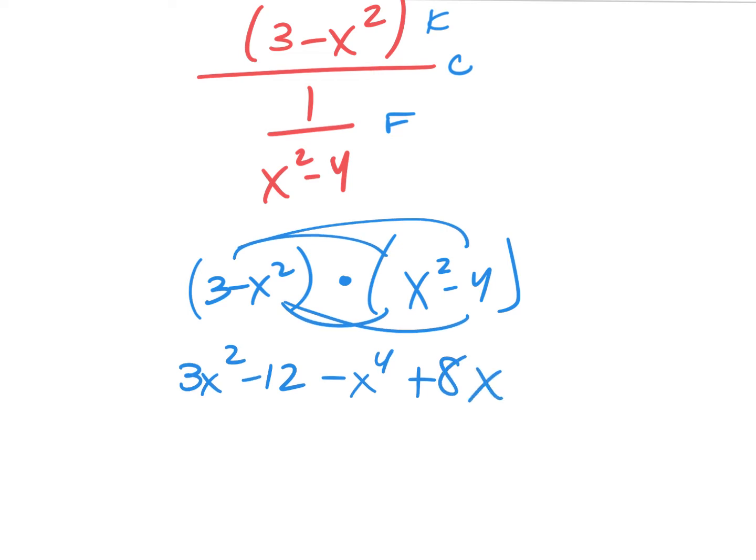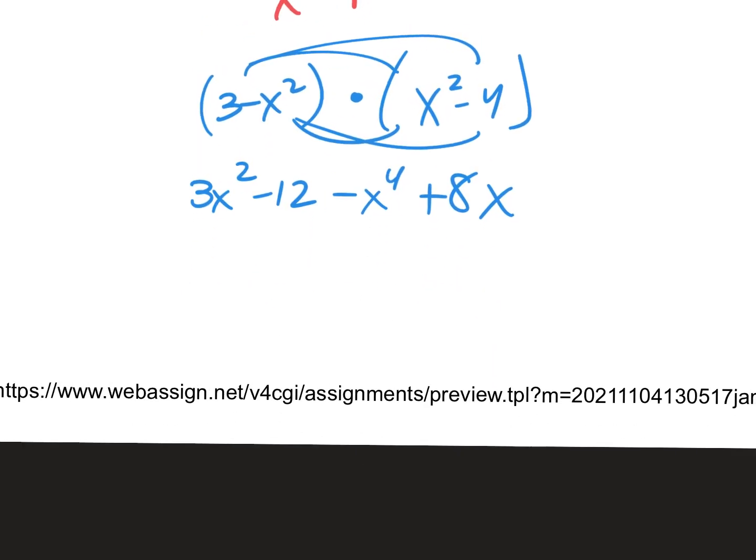Can I just leave my answer like this? Why not? There's 2 reasons why I can't. It's not in standard form, and we didn't what? Combine like terms or simplify. Okay, so what would come first? Negative x to the fourth. Good, then what?